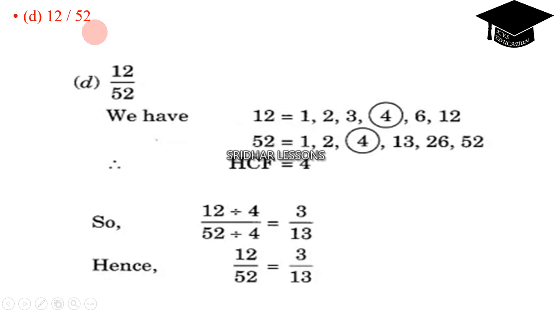12 by 52. The factors for 12 are 1, 2, 3, 4, 6, 12. For 52, 1, 2, 4, 13, 26, 52. So the HCF is 4. So we can divide 12 by 4, 52 divided by 4 is equal to 3 by 13. So 12 by 52 is equal to 3 by 13.